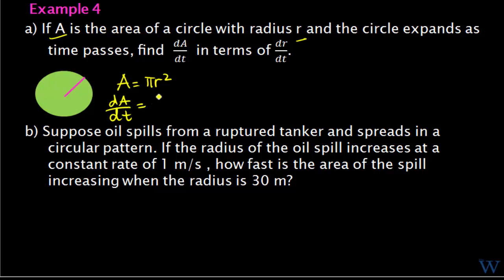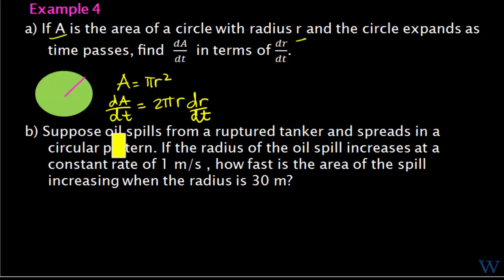So dA by dt would be, bring down the 2, 2 pi r, and that's just the derivative with respect to r. Now multiply by dr by dt. And that's it. That's all it says: find dA by dt in terms of dr by dt. Now let's relate this problem to an oil spill.